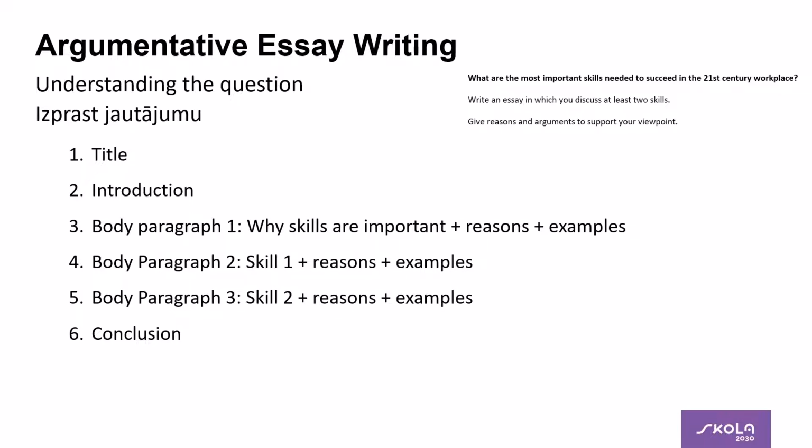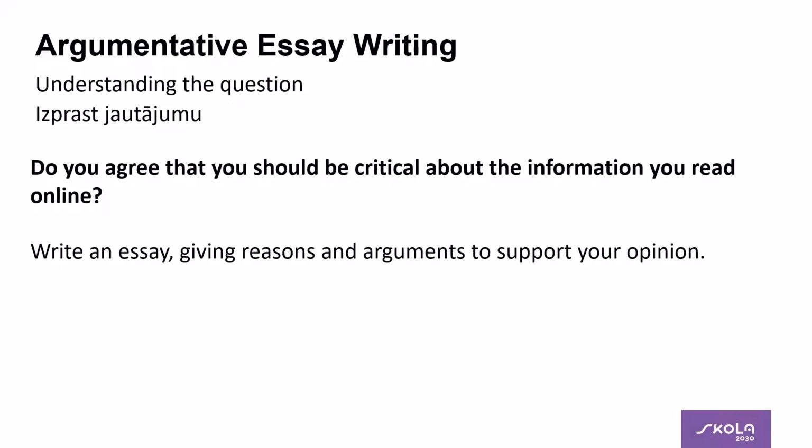Or the first paragraph could be a discussion of why skills are actually important. In general, this is a general discussion. And then in skill 1 and skill 2, those paragraphs are specific discussion of what are the most important skills. So again, there's a variety of ways to respond to this. This question: do you agree whether you should be critical about the information you read online? Again, they could agree or disagree.